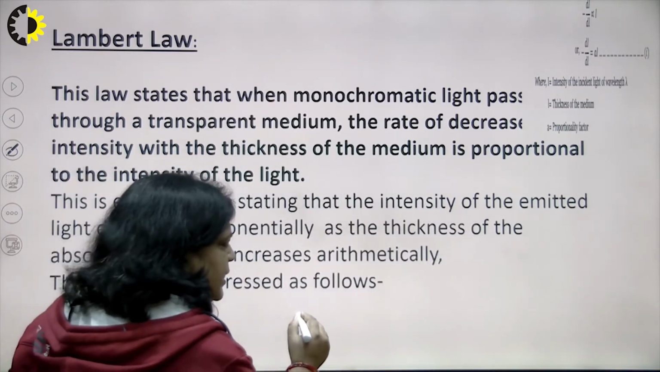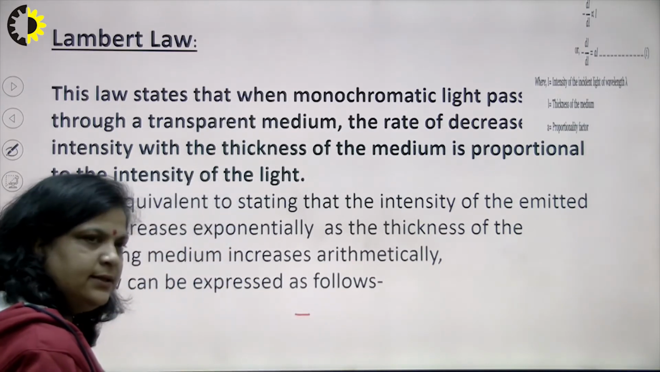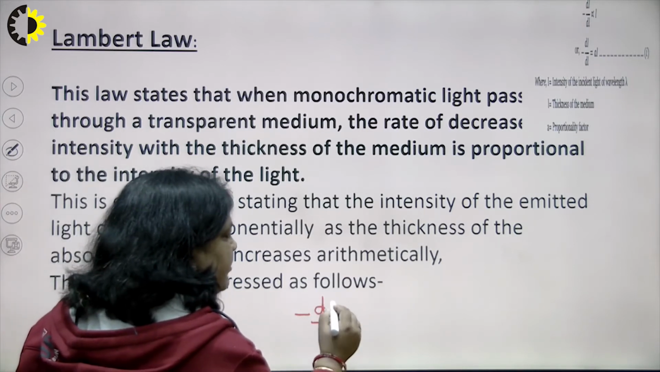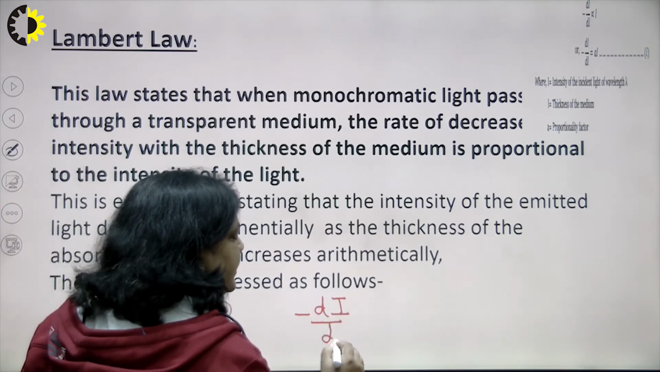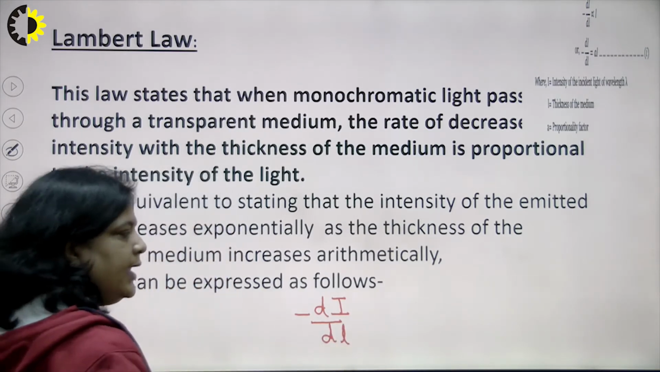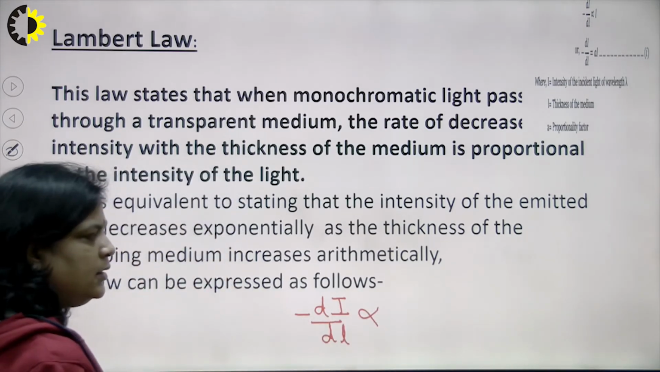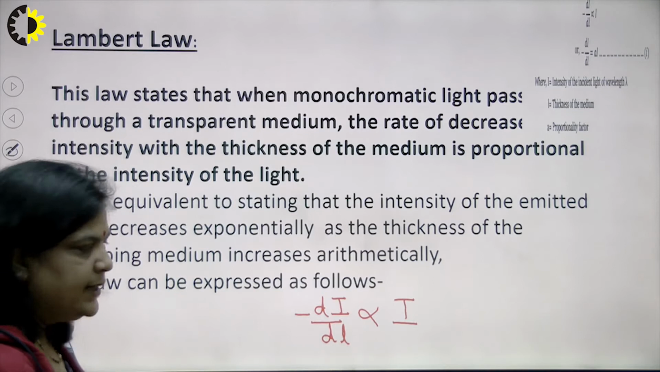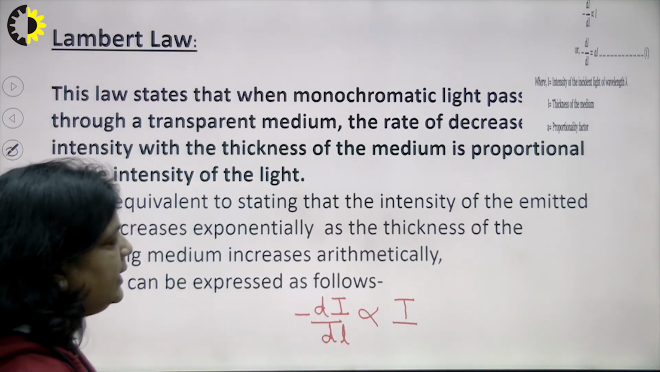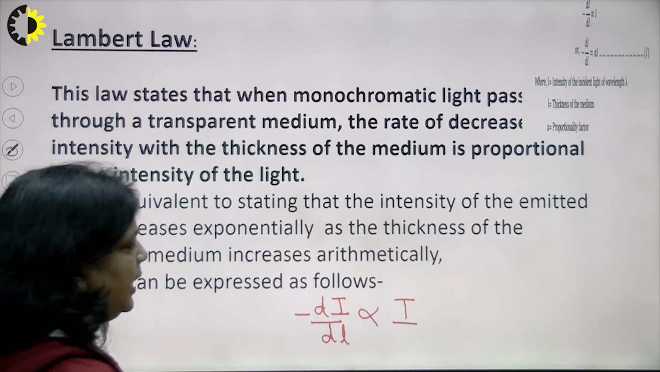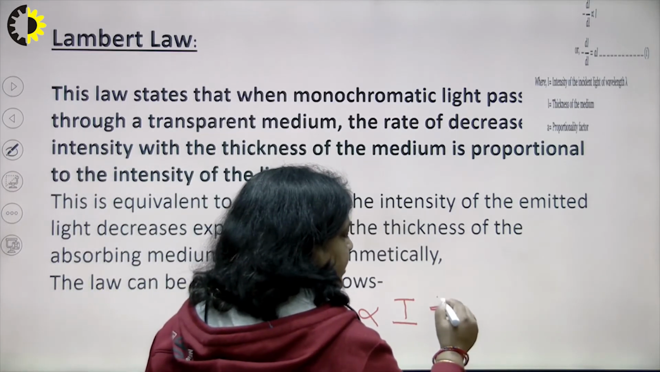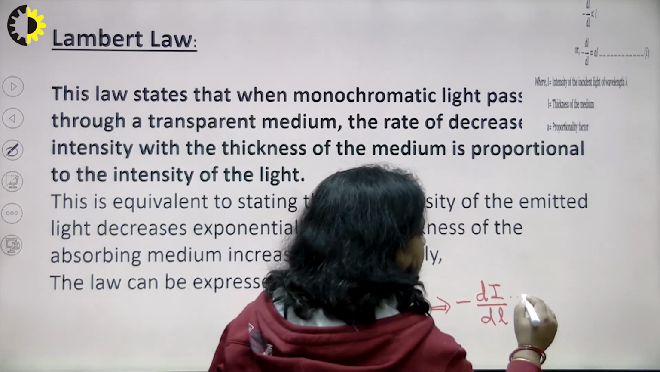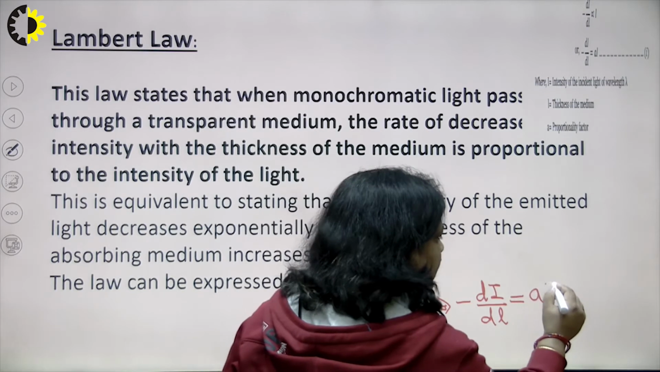It's simple. The rate means d by d. Decrease means minus d. The rate of decrease of intensity with thickness, let the path length or thickness be L, is directly proportional to the intensity of light, that is I. That is, minus dI by dL is directly proportional to I. And let's take it with equal value. So minus dI by dL is equal to, let's say any constant, suppose A, times I.